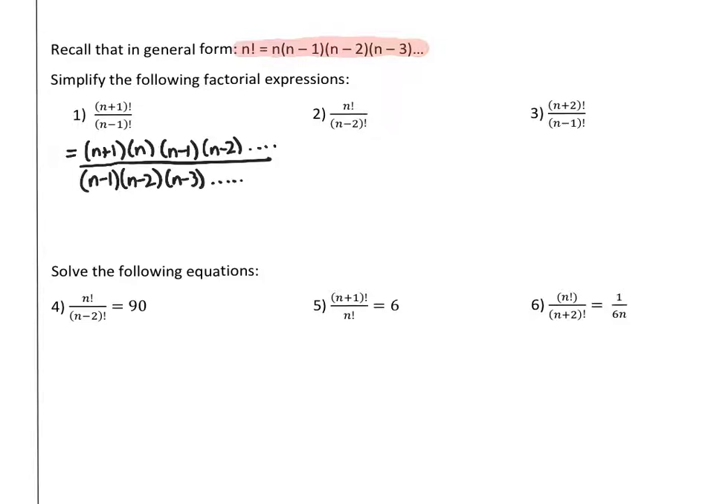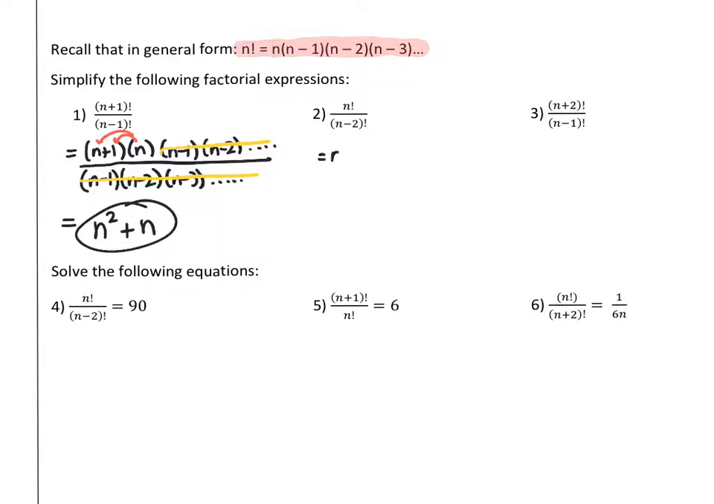If you look, you can see that the n minus 1, n minus 2 is the same on the top and the bottom, so those can cancel away. So I'm left with n plus 1 times n, which if I distribute that n into that bracket, I end up with n squared plus n. Okay, let's try this one, n factorial.